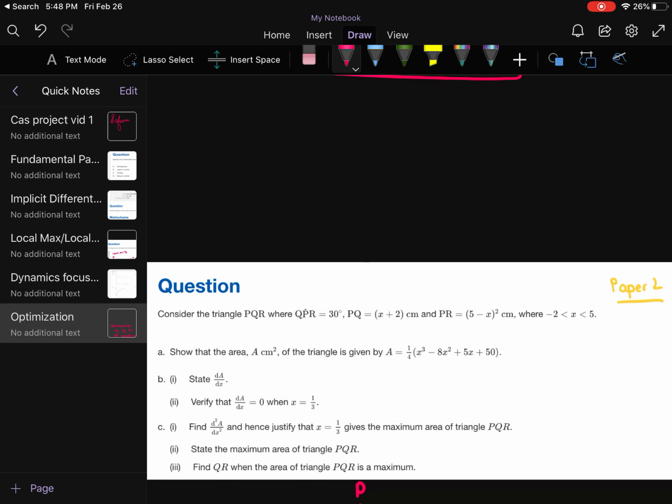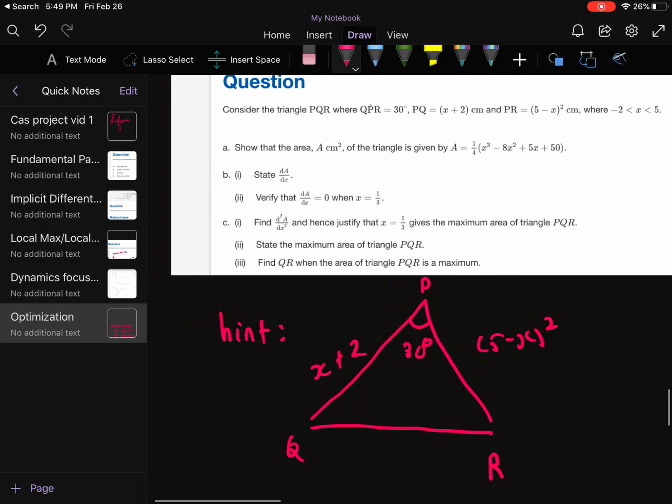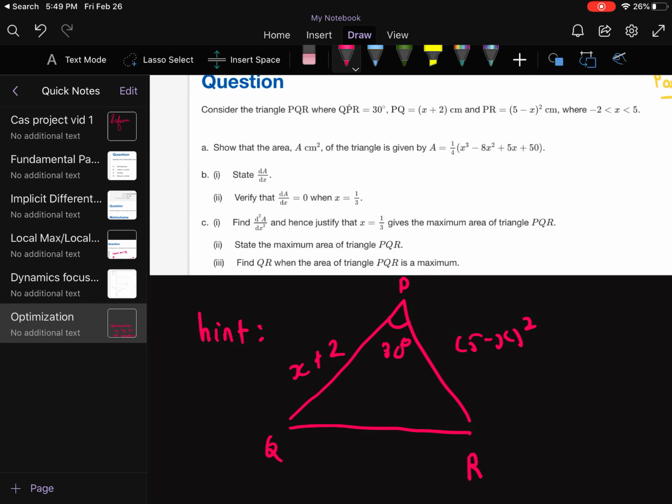So it's saying to show that the area of the triangle is given by A is equal to 1 over 4 times x cubed minus 8x squared plus 5x plus 50. So again, I'm going to give you the hint for part A. I'm giving you the diagram. PQR, angle QPR 30 degrees. PQ, x plus 2, PR, 5 minus x squared. So you don't know QR. I'm not sure if it's relevant or not.